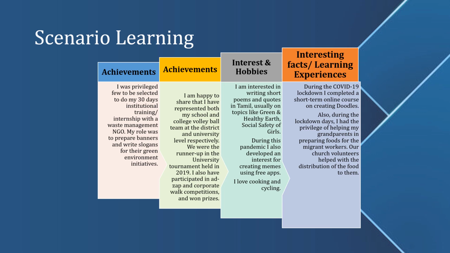Then she shares her interest, and it goes so: I am interested in writing short poems and quotes in Tamil, usually on topics like green and healthy living, and also on the social safety of girls. And she also gives a short description about whatever she did during the COVID lockdown pandemic. During this pandemic, I also developed an interest in creating memes and using free apps. And she finally closes by saying that she loves cooking and cycling.